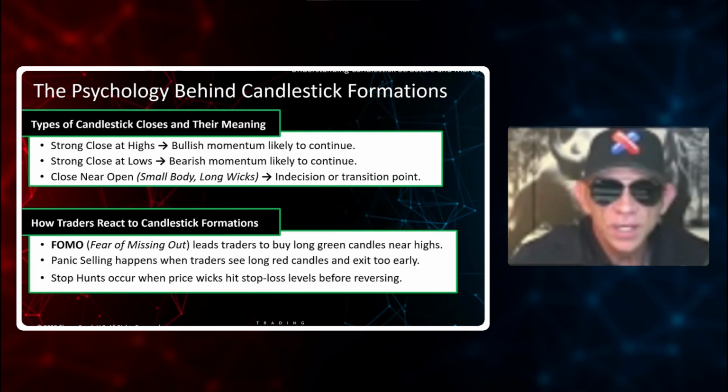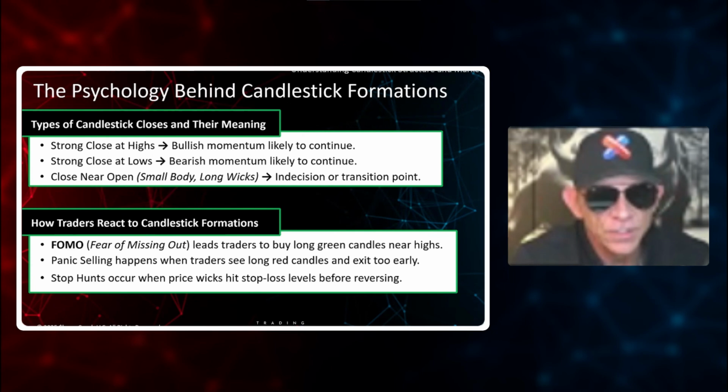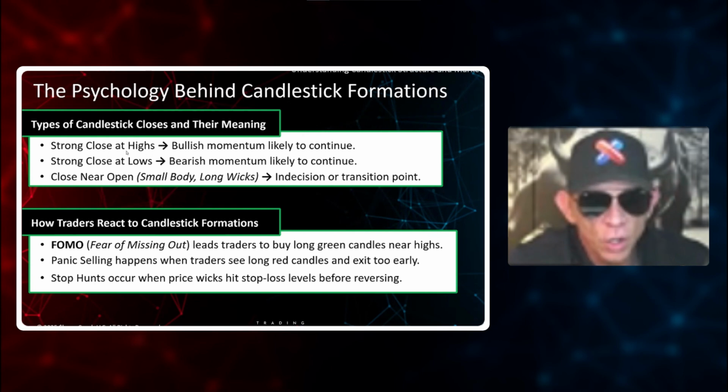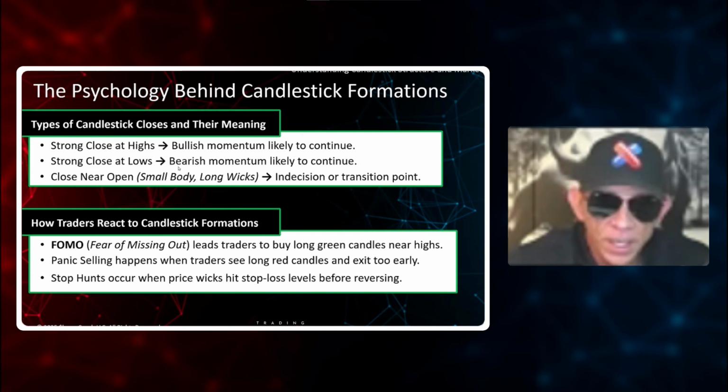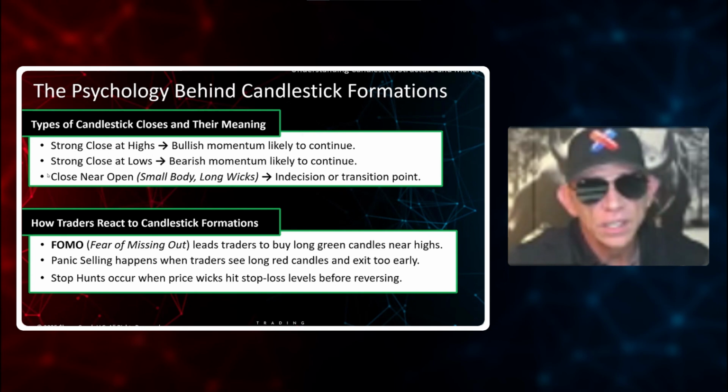Let's continue talking about the psychology behind these candlestick formations. Let's talk about the types of candlestick closes and their meaning. A strong close at the highs means that bullish momentum is likely to continue. A strong close at the lows means that bearish momentum is likely to continue. And a close near the open with a small body and long wicks indicates indecision or a transition point.